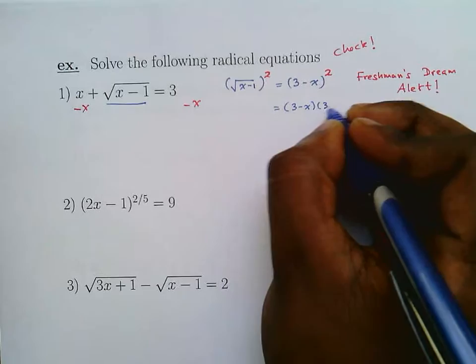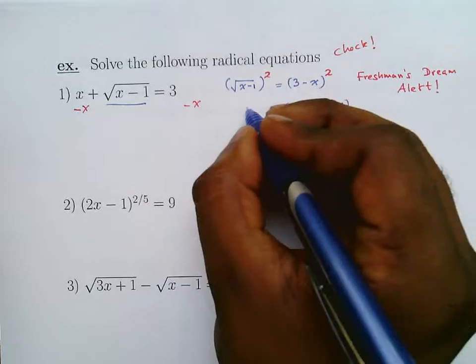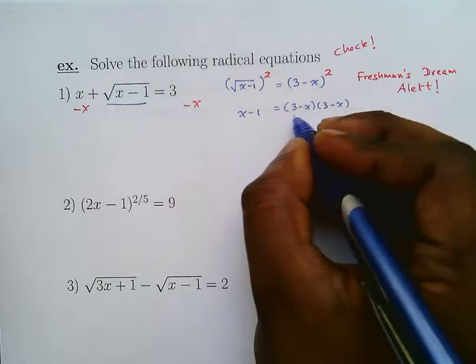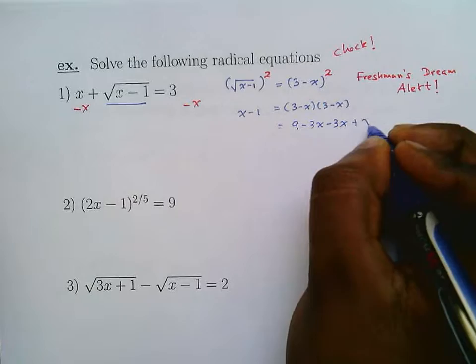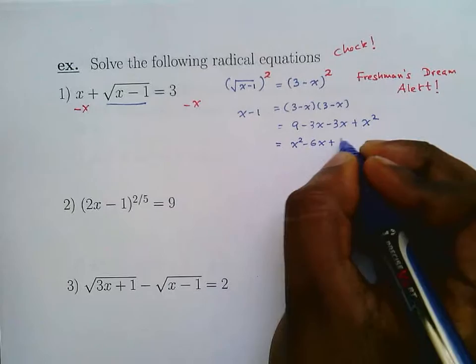On this side, the square root will just go away because it's the square root of something squared. So just x minus 1 here. And here you will get 9 minus 3x minus 3x plus x squared, or you get x squared minus 6x plus 9 is equal to x minus 1.